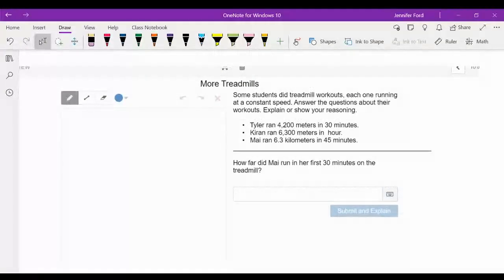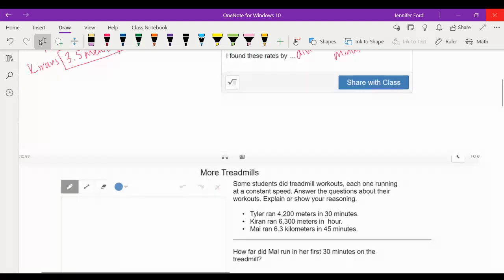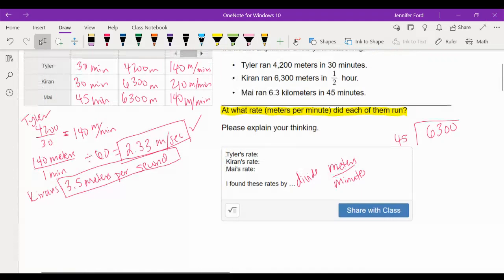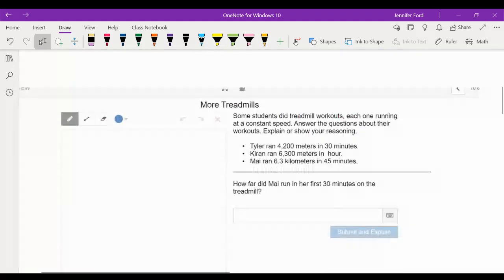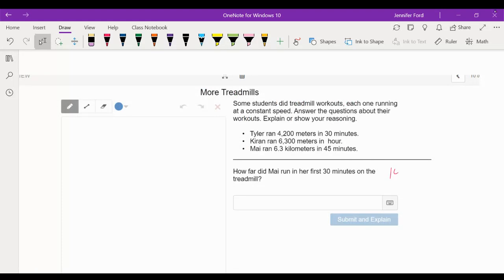So it's the same data. And this question asks, how far did Mai run in her first 30 minutes on the treadmill? We can do this actually in two ways. I'll show you the way that we could do this if we didn't already have an answer from the previous slide. If you had an answer from the previous slide, you know that Mai runs 140 meters in 1 minute. So you could do 140 meters per 1 minute, but I want to take that up to 30 minutes.